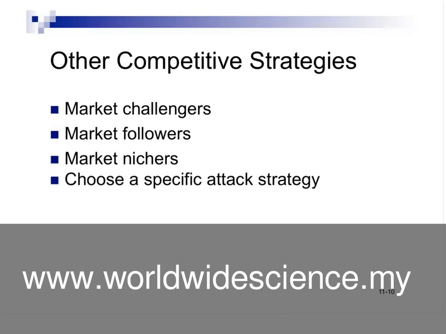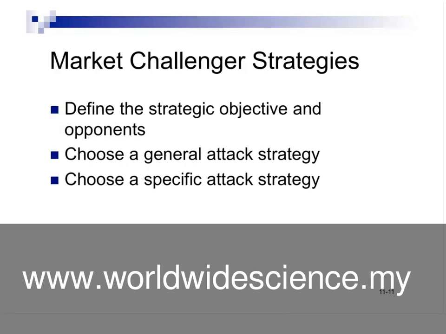To dig deeper into what we mean by that, the market challengers' strategy is to define a strategic objective and opponents. They write and define a strategic objective, and then a general attack strategy, how the attack is going to happen. They write it down and get it ready, and then choose a specific attack strategy. The general is their general approach to attacking the market leaders, and the specific means they know exactly how to bring down a certain leader, what steps and approaches to take, and how to get where they want to get.